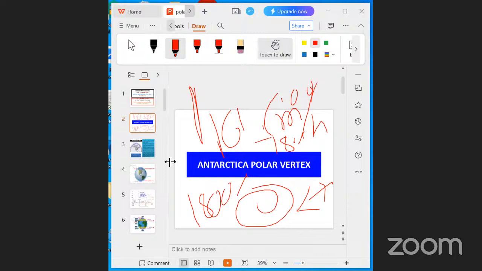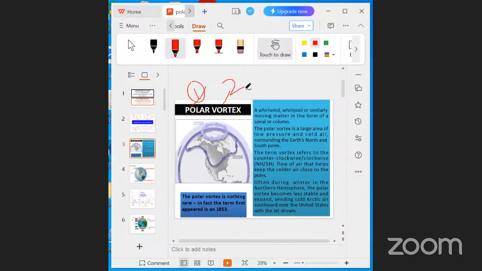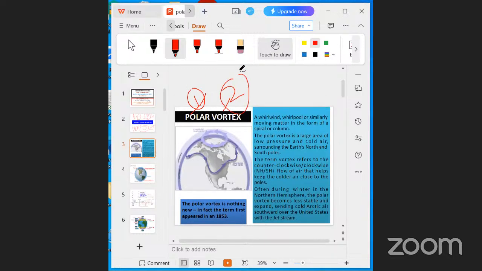Now we are going to talk briefly about this polar vortex. You see, these are two words. The first one is polar and the second one is vortex. So what is this vortex first of all, and where is it coming from?